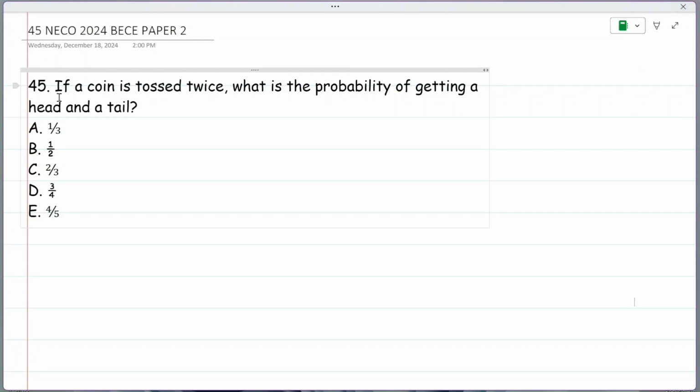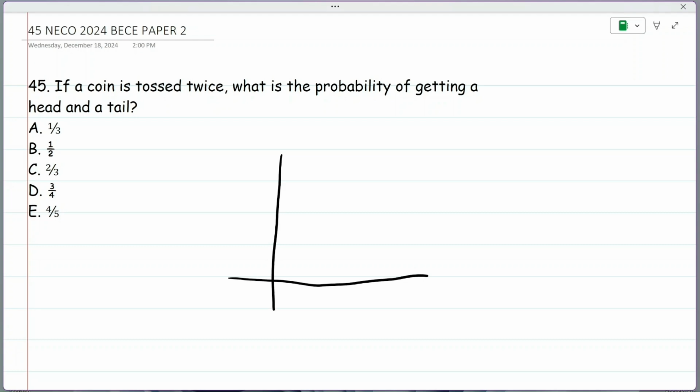Question 45. If a coin is tossed twice, what is the probability of getting a head and a tail? A coin is tossed twice. What are the outcomes? First, we have to find the outcomes, then we find the probability of getting a head and a tail. Now, the outcomes can be done in table form, where we have it in this format.